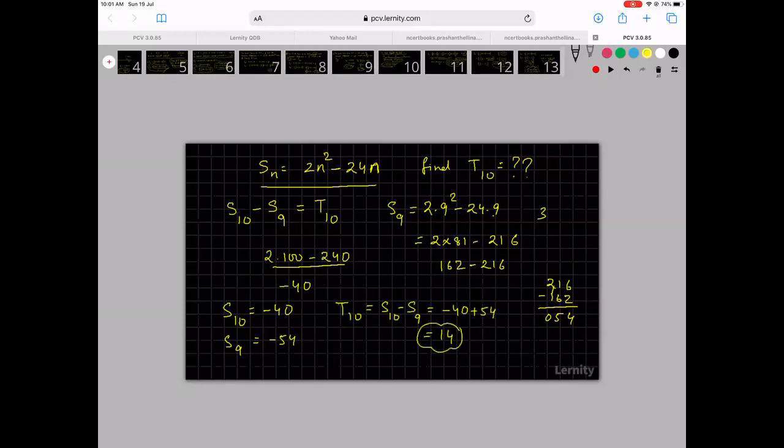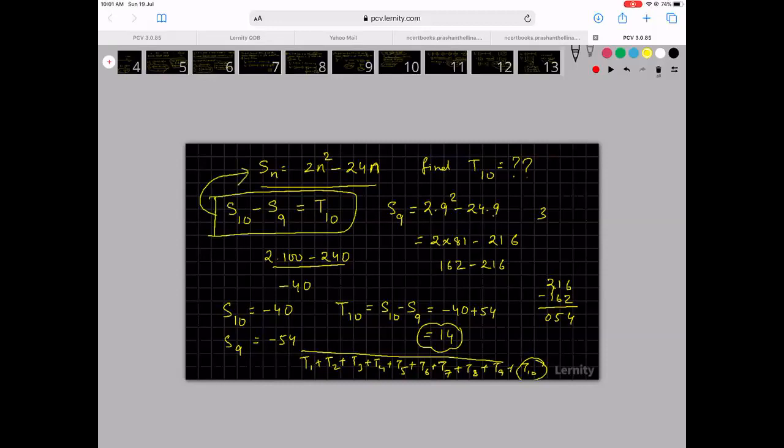Did you understand this method? S10 means T1 plus T2 plus T3 plus T4 plus T5 plus T6 plus T7 plus T8 plus T9 plus T10. Now from S10, if you remove this much, you will get only T10. So this is yet another method of doing questions of this kind. One method is to find the common difference and then work. The second method is what I just now did.